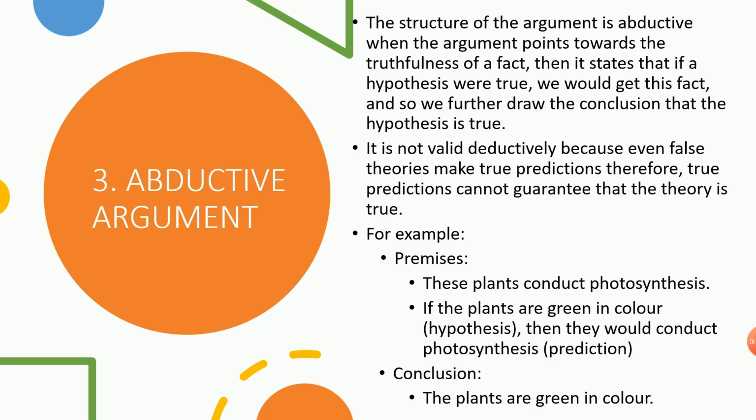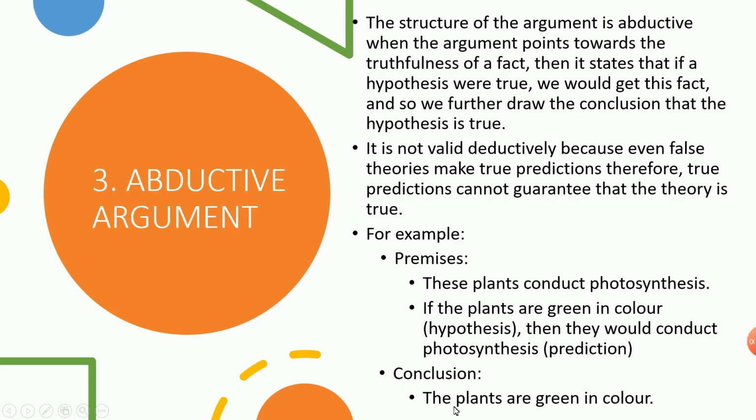See here, photosynthesis would happen only if the plants are green. Wherever the plants are green, photosynthesis is happening. That is the common thing. So here they have found that these plants conduct photosynthesis. They are showing certain plants, and they are identifying that those plants are conducting photosynthesis. Next, they are forming a statement: if the plants are green in color, this is a generalized statement, then they would conduct photosynthesis.